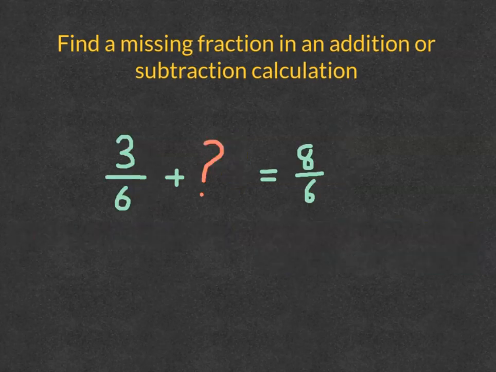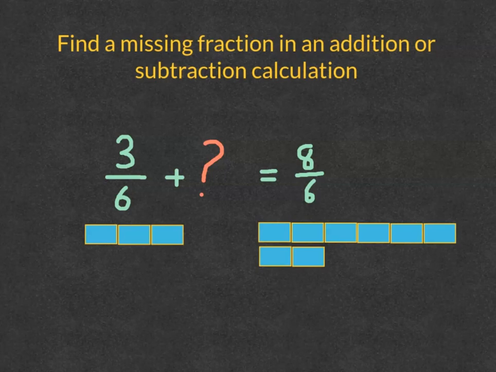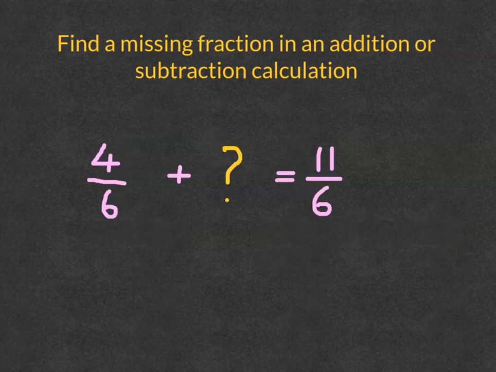Okay, here's another one. 3/6 add a missing fraction will give us a total of 8/6. We know that our whole one will have 6 parts. We just need to compare 3 parts against 8 parts. So we can see 3 add 1, 2, 3, 4, 5 will make 8 parts. Here's one for you to do at home. Pause the video and find the missing fraction in the addition calculation.